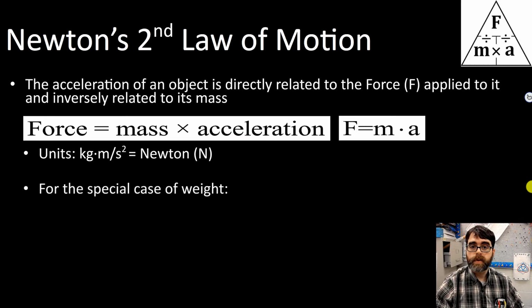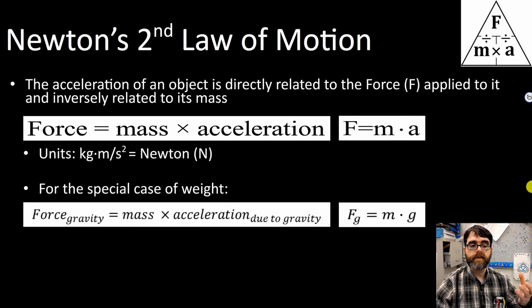As I mentioned a moment ago on the prior slide, there is the special case of force called weight, and for that we abbreviate force with an F subscript g instead, just to emphasize what force it is. And for the special case of weight, it's mass times the acceleration due to gravity, and acceleration due to gravity is abbreviated with a lowercase g. And g is a constant.